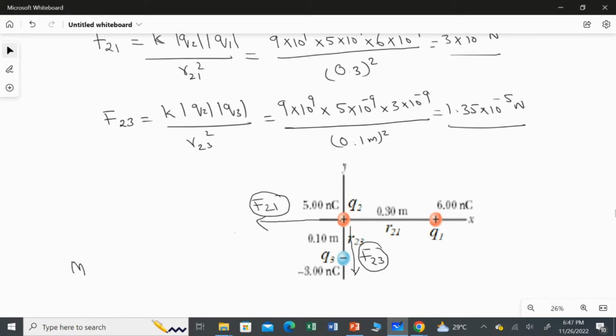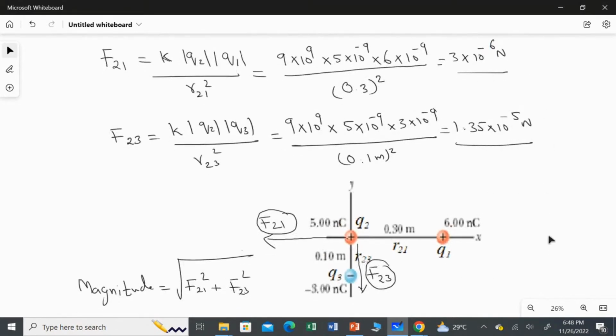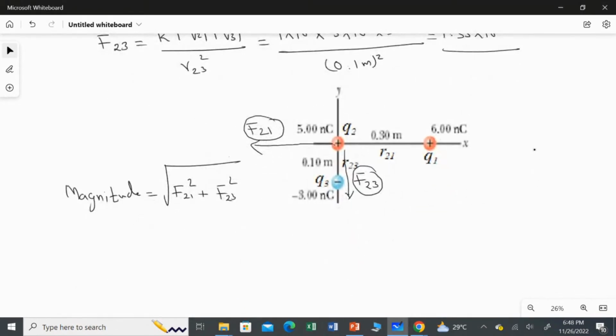How to find the magnitude? We already studied the magnitude in chapter number 3, vector, right? So magnitude is equal to the square root of x component. What is your x component? F of 2 1 square plus my y component is F of 2 3 square. I'm going to substitute the value. My x component is 3 multiplied by 10 power minus 6, right? And here 1.35. So I have to substitute the value.